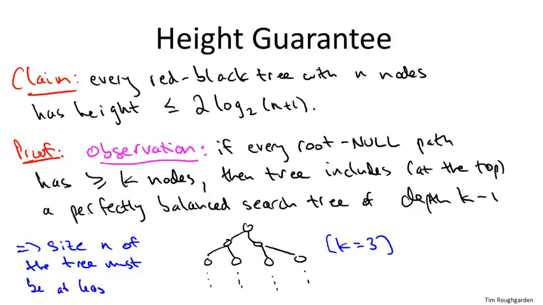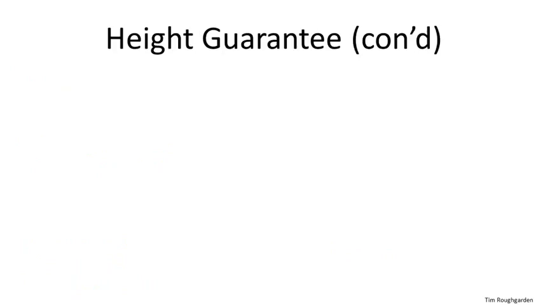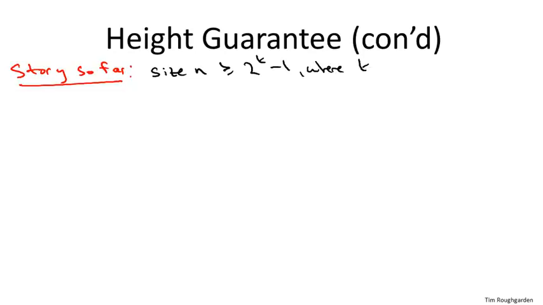So let's now combine that with the red-black tree invariants to see why red-black trees have to have small height. So again, to recap where we got to on the previous slide, the size n, the number of nodes in a tree, is at least 2 to the k minus 1, where k is the fewest number of nodes you will ever see on a root null path.